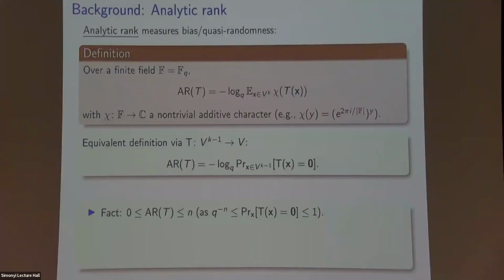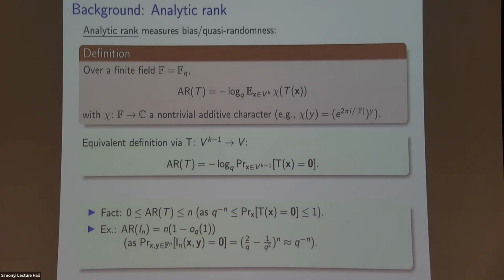You should think of analytic rank 0 as precisely when your tensor is the zero tensor, when the coefficients are 0. But generally speaking, a small analytic rank means that the output distribution of the tensor is biased. There's a bias specifically towards 0. Whereas if the analytic rank is large, growing with n, then we're talking about a random-looking function or tensor.